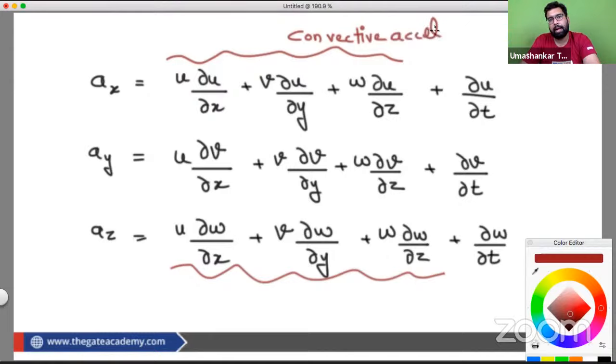Now, what do we mean by that? The changes of velocity with respect to the space component, and what is the space component? X, Y, Z. This is what we call convective acceleration.